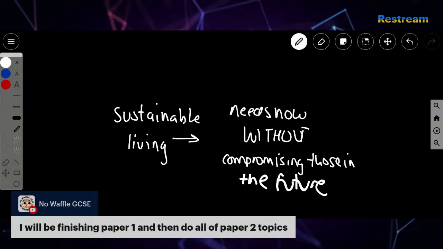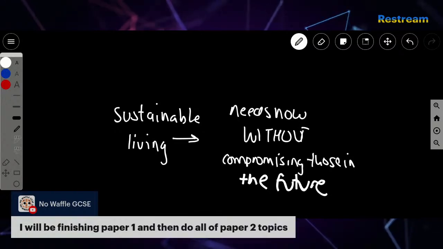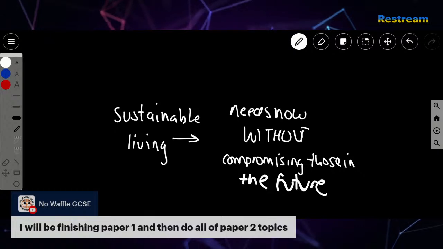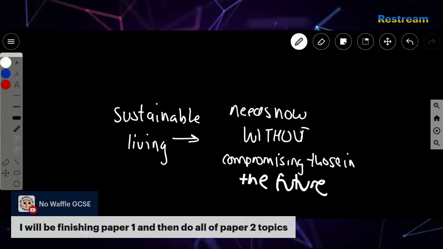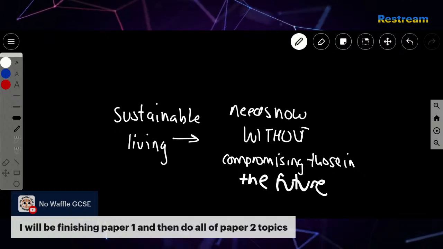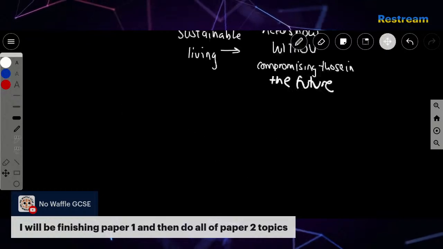Now, cities actually can conserve water and can conserve energy. Water and energy are vital resources in cities. However, they're not really managed sustainably. So, we're going to look at some methods in which we can increase sustainable living for water conservation and energy conservation. So, let's start with water conservation.